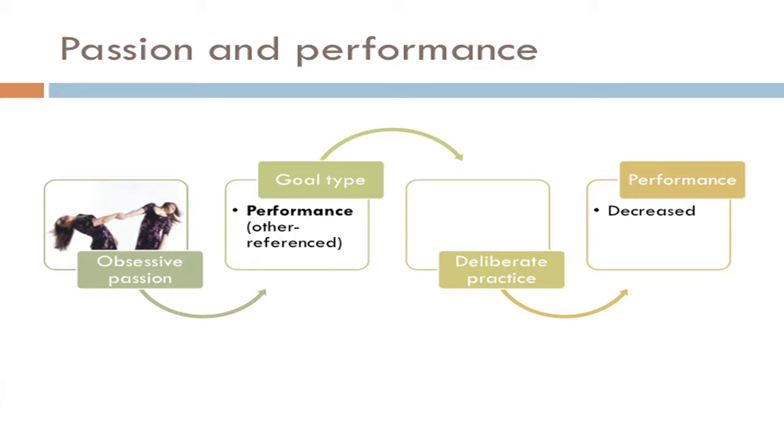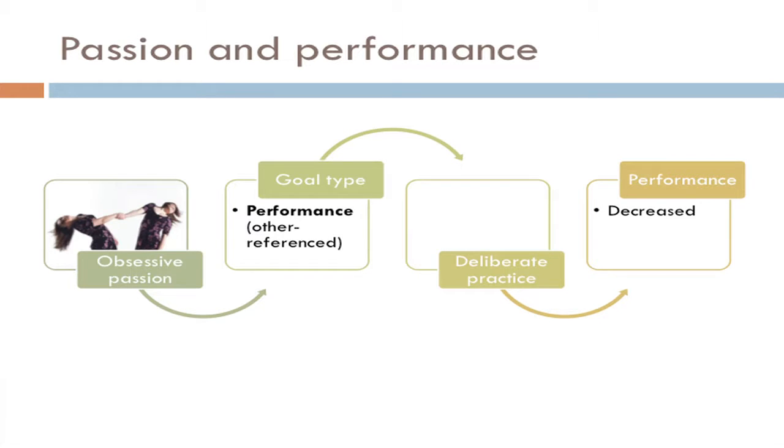And this research showed that people who were very obsessively passionate also adopted what are called performance goals. So this is where learning is other reference. So I want to do better than everybody else. So I'm in competition with others around me. I want to demonstrate superior performance. This type of goal also predicted deliberate practice, but performance actually decreased.